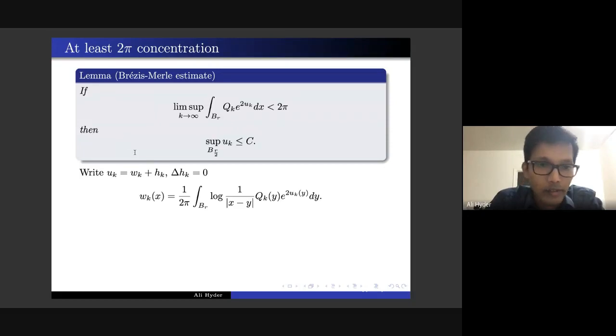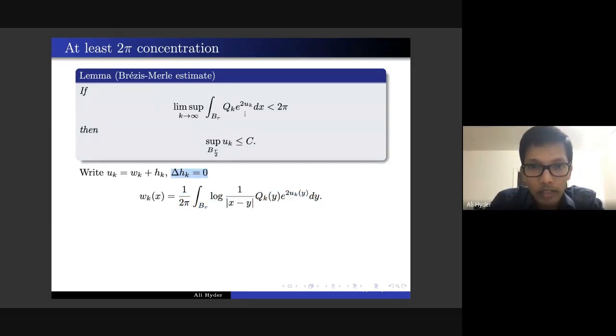To prove it, we split u_k into parts, w_k plus h_k, and here w_k is given by this formula. So again, I am using some integral representation using the fundamental solution. That means u_k and w_k satisfy the same equation, so h_k should be harmonic, that is, Laplacian h_k equals 0.